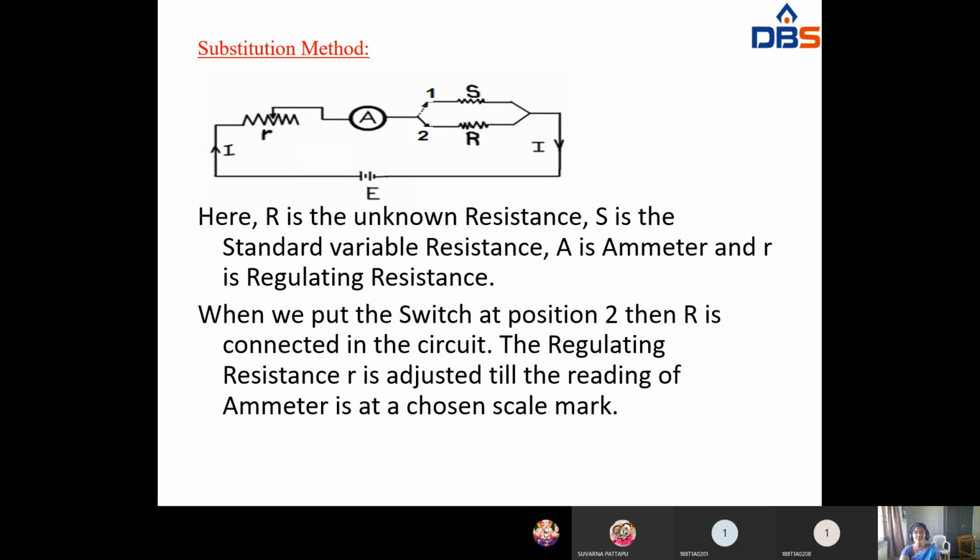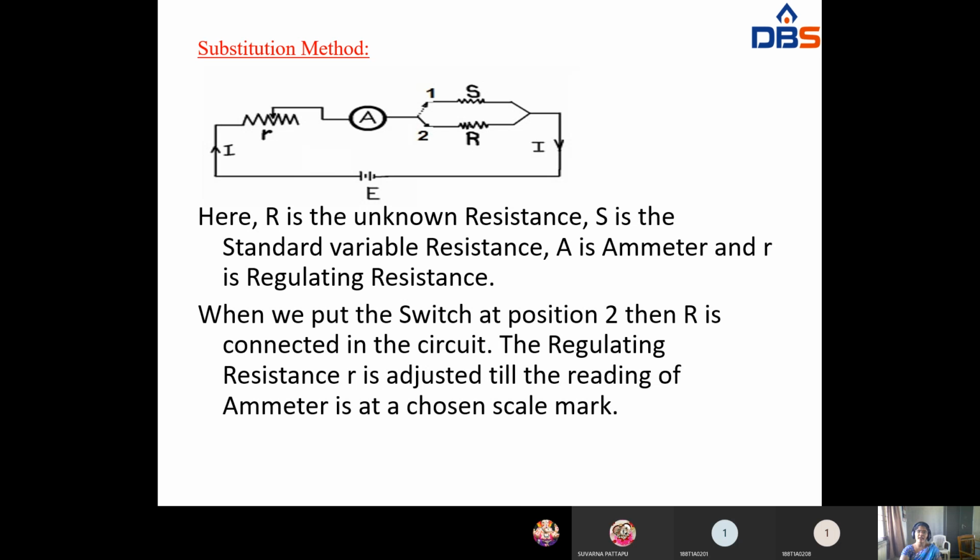Okay, this one is the unknown resistance and S is the standard variable resistance. Okay, this is the known resistance. Unknown resistance means the resistance which is to be found out. So here, by using the substitution method, you have to find out which value? Resistance value.